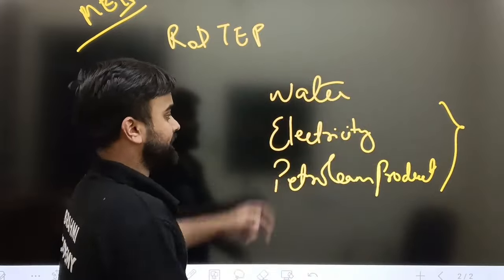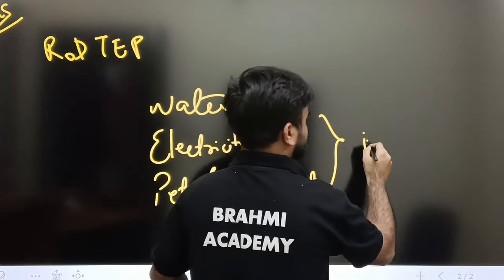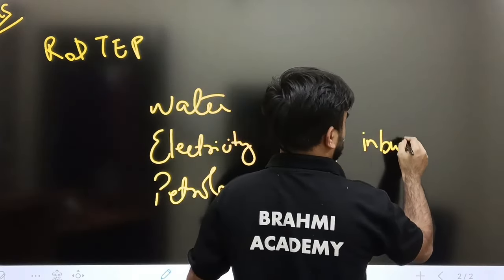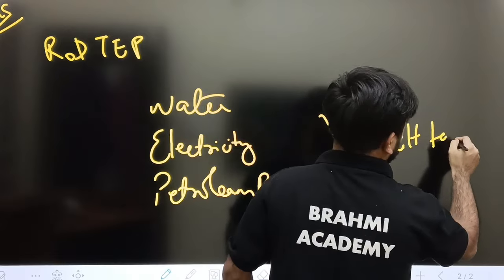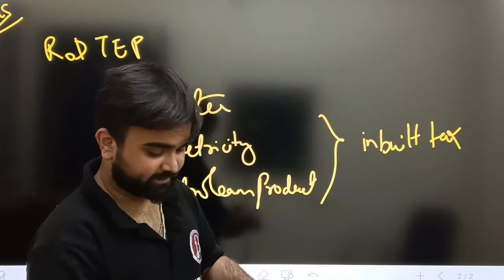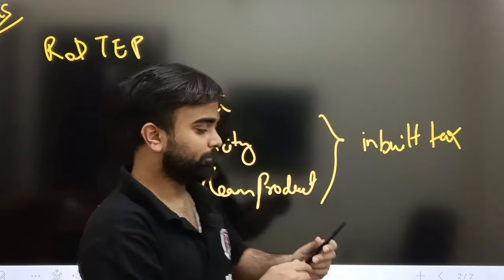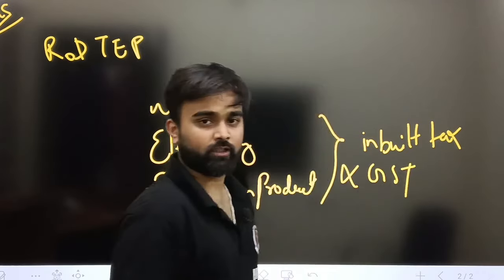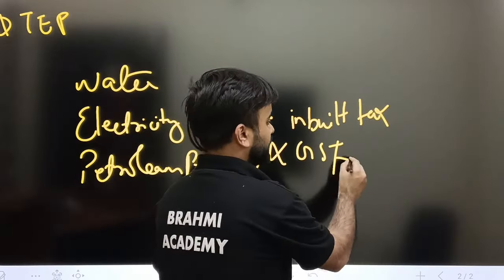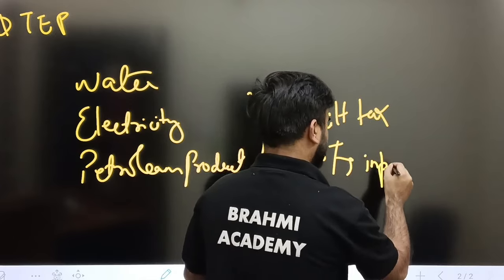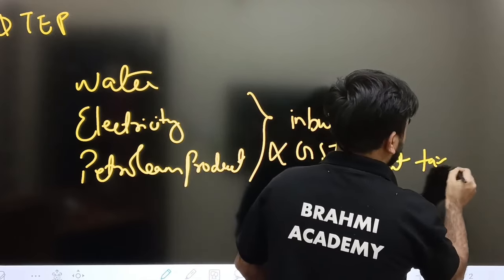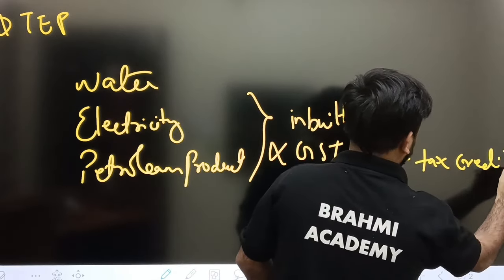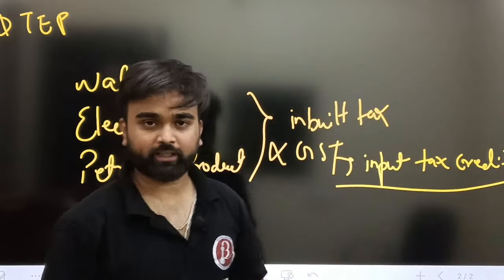Correct, all of these things have inbuilt tax inside them. Now these taxes do not come under GST. Correct or not? For GST, if you are an exporter, you get input tax credit. What do you get? Input tax credit. Correct or not? Yes. So what is input tax credit?